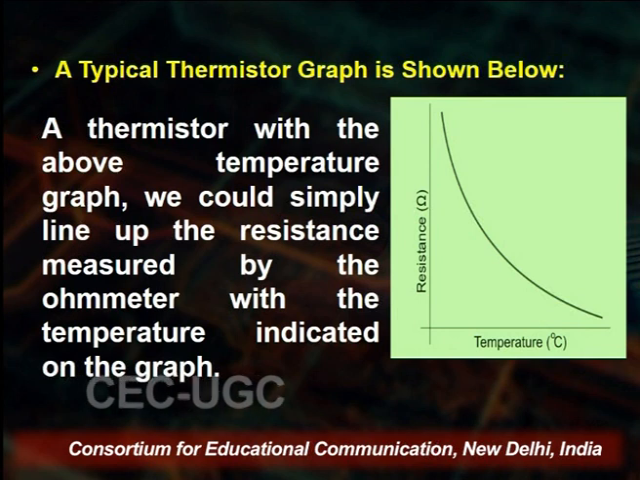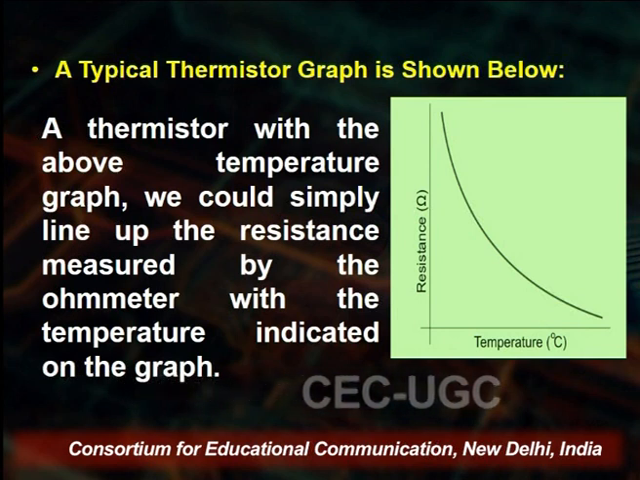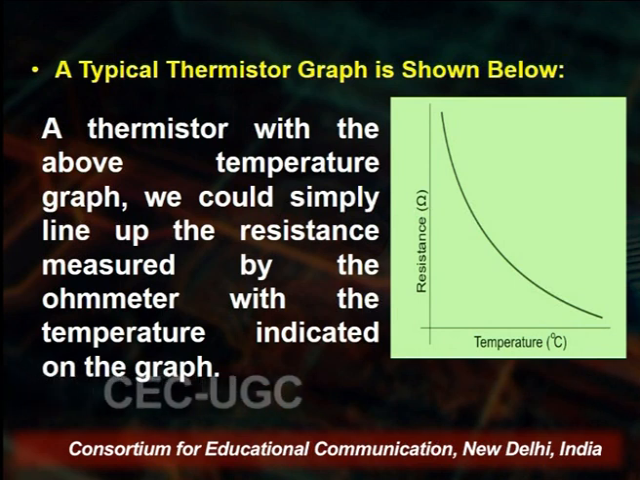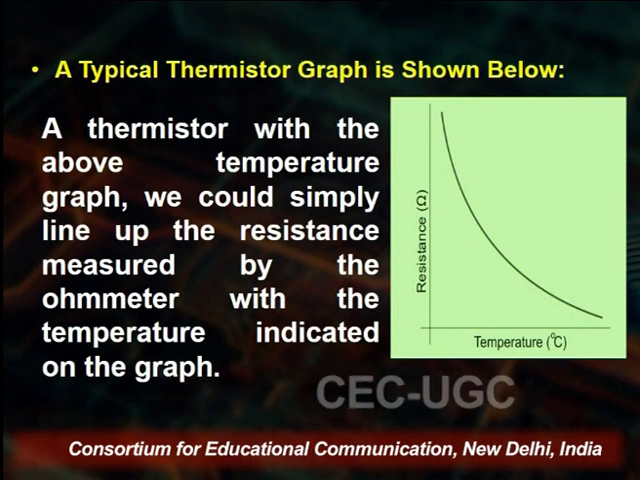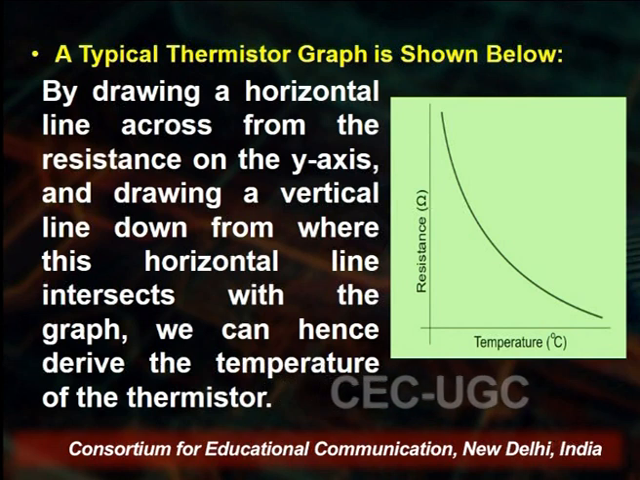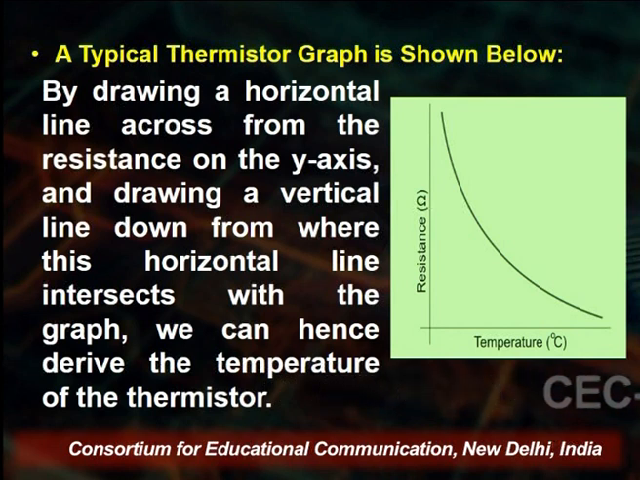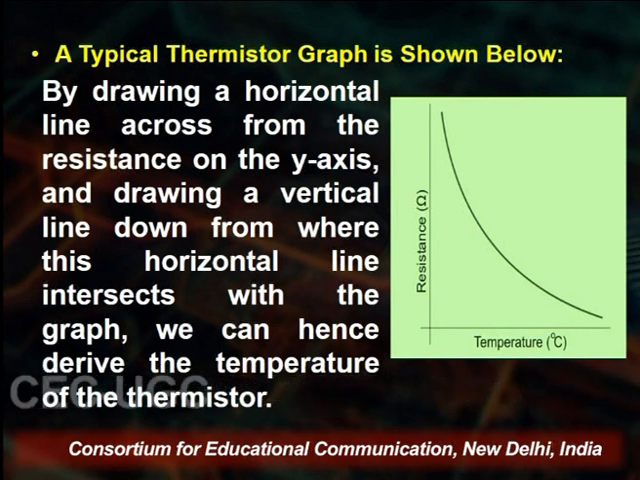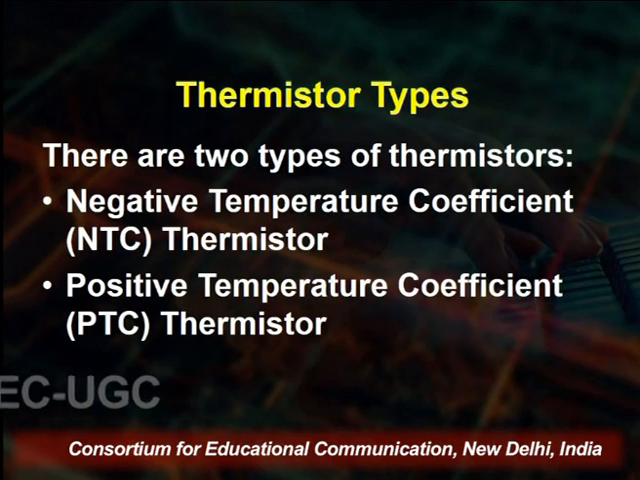With the above temperature graph, we could simply line up the resistance measured by the ohm meter with the temperature indicated in the graph, in degrees centigrade, with resistance defined in ohms. By drawing a horizontal line across from the resistance on the y axis, and drawing a vertical line from where this horizontal line intersects the graph, we can derive the temperature of the thermistor. In this manner we can get the thermistor temperature.